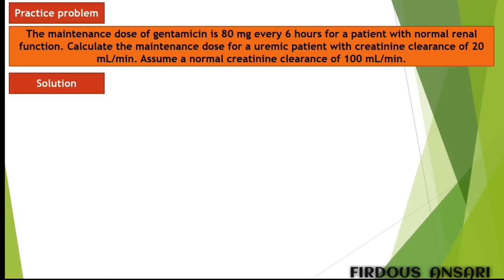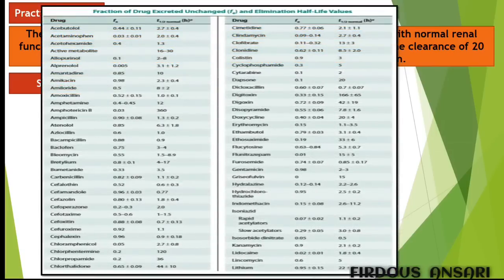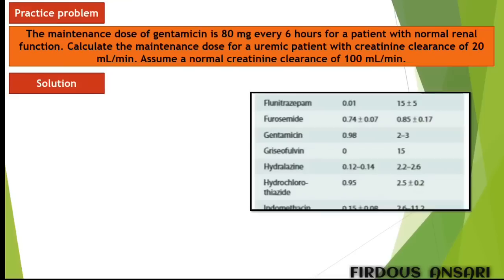So the solution is: first of all, what drug is it? The drug is gentamicin. So check over here, gentamicin. This is the Fe, this is the half-life. I'll zoom in so you can see. Okay, so we can use this Fe. The value of Fe is 0.98, which is almost equal to 1.